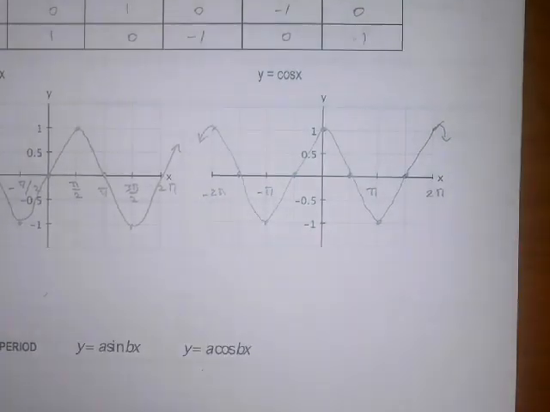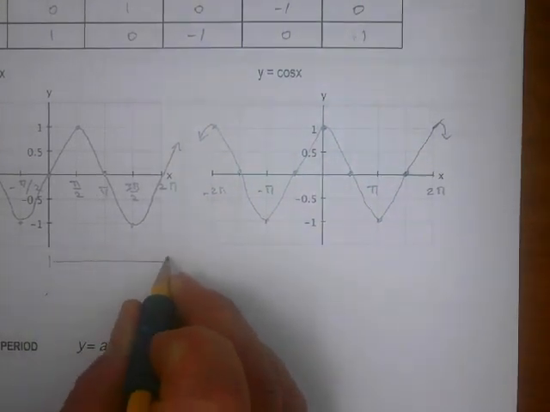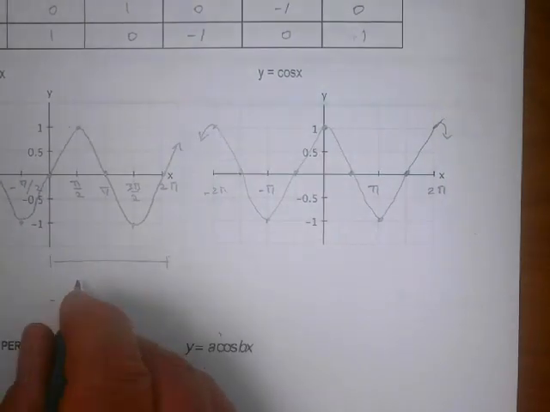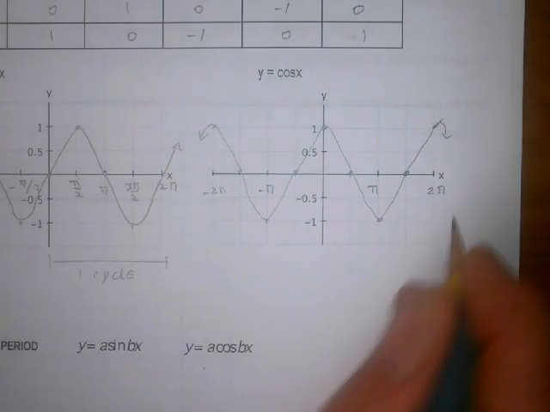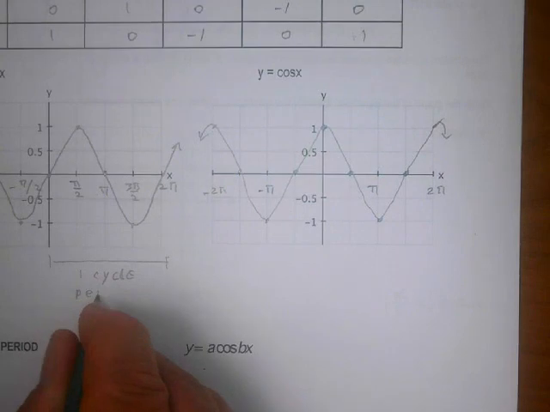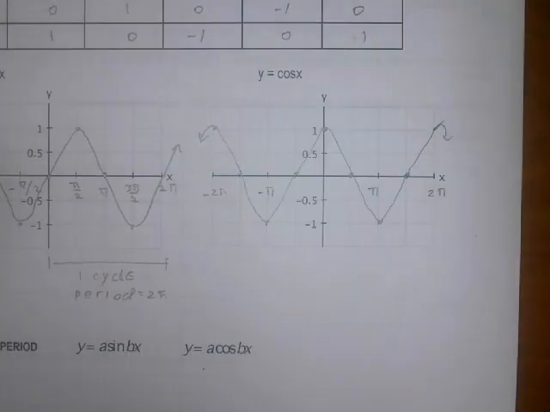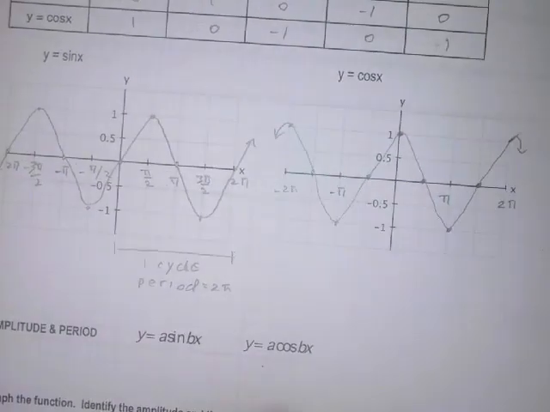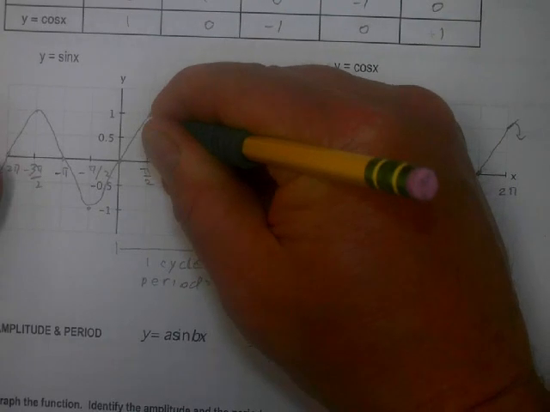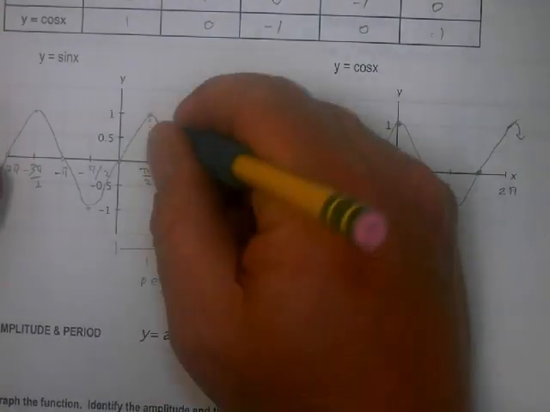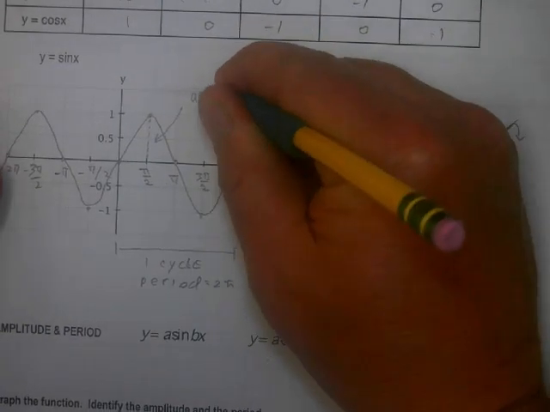Now let's talk about a couple things here. From here to here, from 0 to 2 pi, that is one cycle. Then it begins to repeat itself. Period equals 2 pi. Okay? If I go from pi over 2 to 1, that distance is my amplitude.